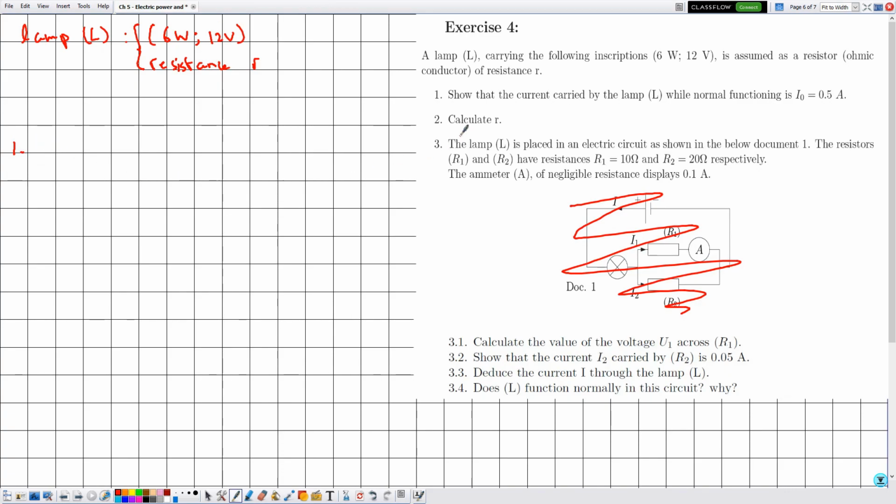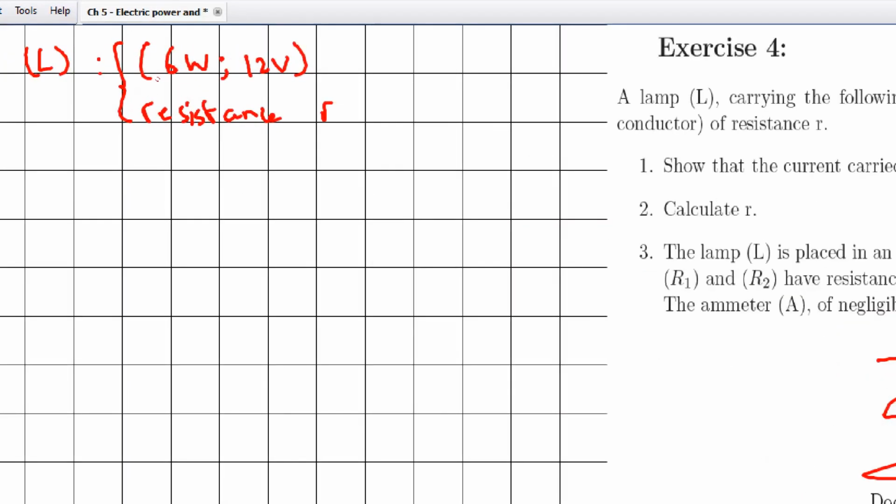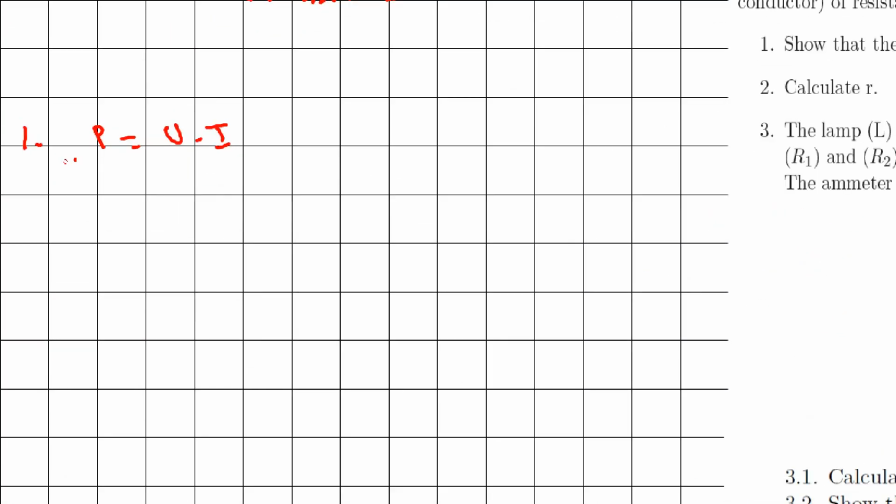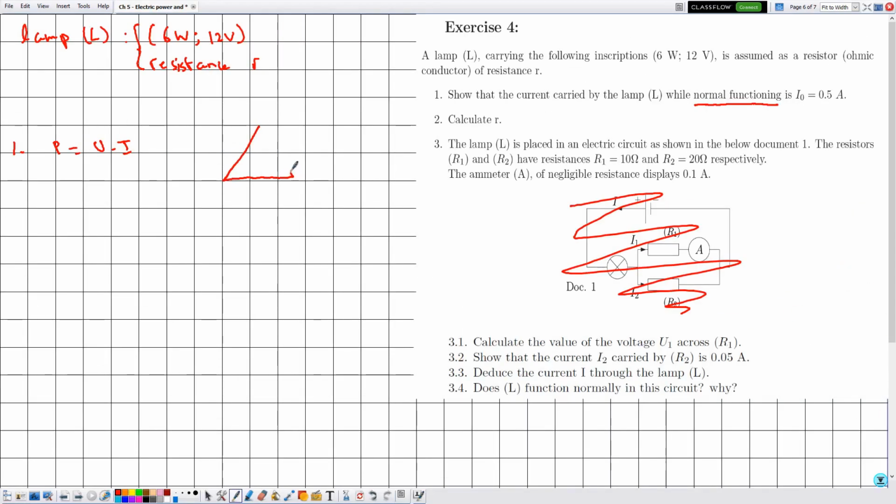Number 1. They are telling me in number 1, show that the current carried by the lamp while normal functioning is I0 is equal to 0.5 amperes. They told me while normal functioning. So here we are assuming that the lamp L is functioning normally. We know the electric power and we know the voltage. So we can calculate the current knowing that P is equal to U times I. Notice that here no need to mention any law because this is not a law unlike Ohm's law. Constructing the triangle of this formula, P at the top, U and I at the bottom. We are interested in calculating the value of I, which is given by I is equal to P divided by U.